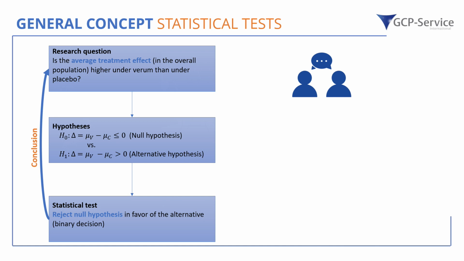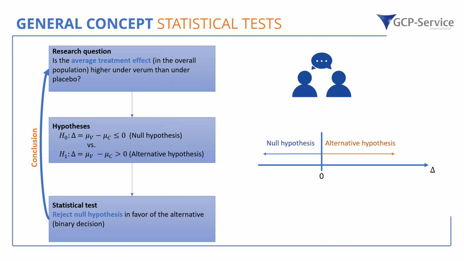And you can see here the idea of a statistical hypothesis: we have all possible outcomes, the treatment effect denoted as delta, and we divide all possible outcomes into two areas. We have the alternative hypothesis. This is what we want to show. In our case, that we have a treatment effect which is beneficial for the verum group. And on the other side, we have the null hypothesis. This is what we don't want to show. In our case, that there is no treatment effect, or that even placebo is better than the verum group.